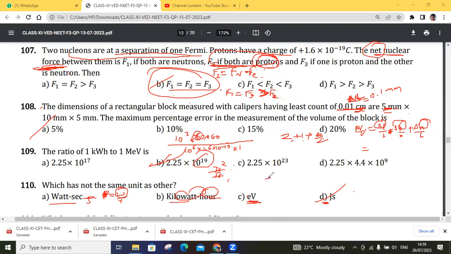Charge is current into time, and voltage is equal to IR. No. We will take other units. P is equal to VI. V is equal to P by I. So this will be P by I. I cancels. P into T, that is power into time. Again, power into time.